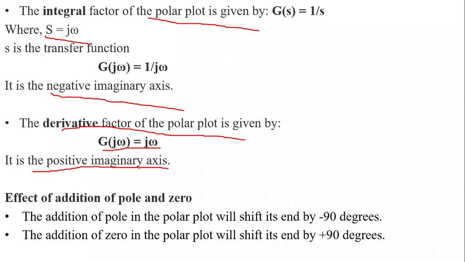Then, if we add poles or zeros to the existing transfer function, what are the effects on the polar plot? The first condition: if we add poles to the polar plot, it will shift its end by minus 90 degrees. Suppose we add zeros to the polar plot, it will shift its end by plus 90 degrees. These two concepts are very important in polar plot consideration.